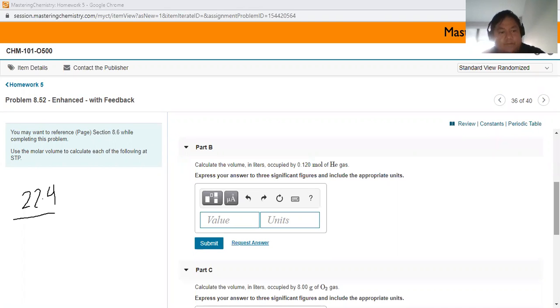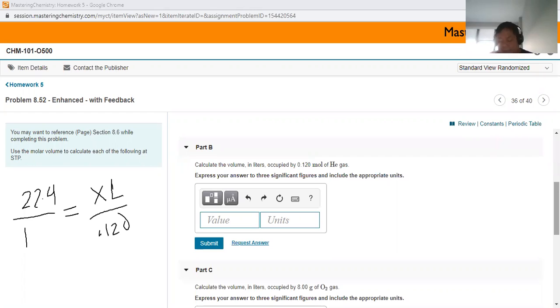Per 1 mole. It's going to equal, we don't know what volume you have, right? Because it's calculate the volume. So we're going to say X liters by 0.12. So we're simply going to multiply the left side by the 0.12. So 22.4 divided by 1 should be 1. Any number divided by 1 is itself.